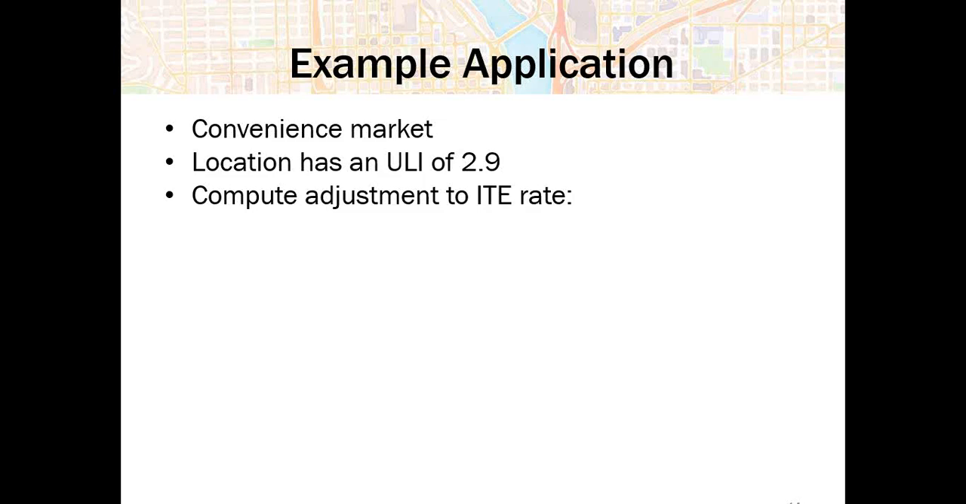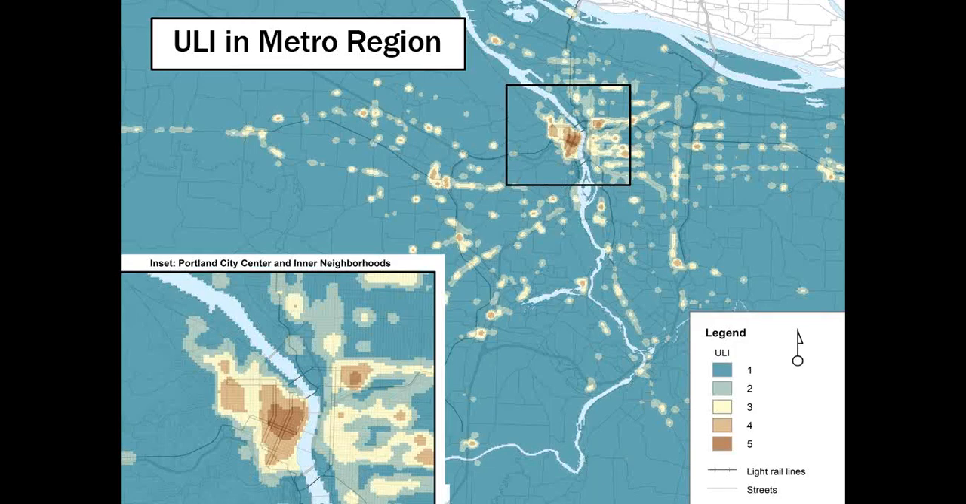So in our example application, we're going to pretend we have a convenience market that we would like to develop. And the location we're interested in has an average ULI of 2.9. So that's something that I had calculated previously. So if we look again at the map, a value of 2.9 is around a 3. This could be along one of these corridors. It could be in the inner east side. It could be out in Beaverton as well.